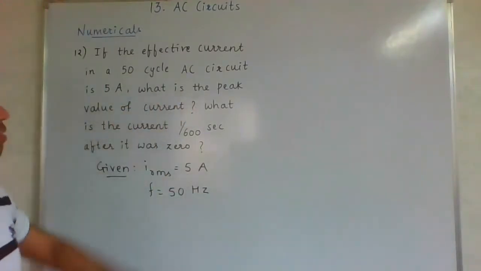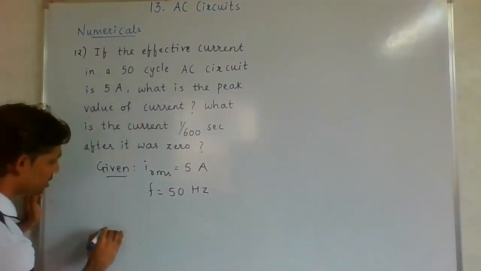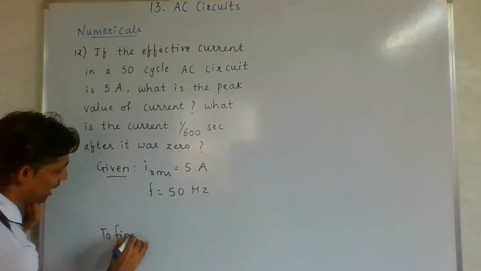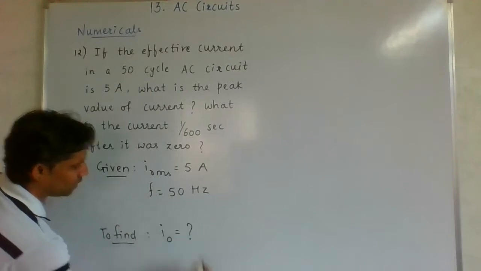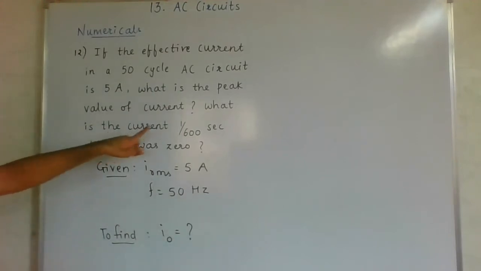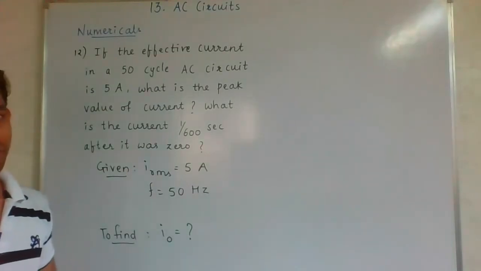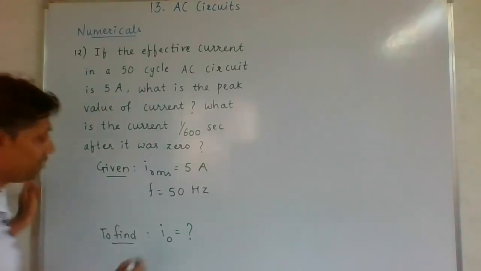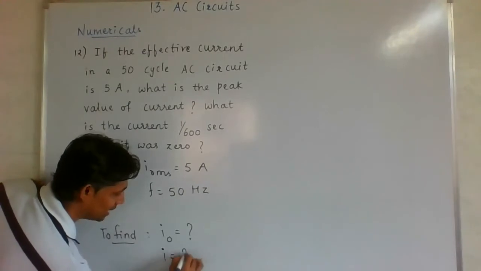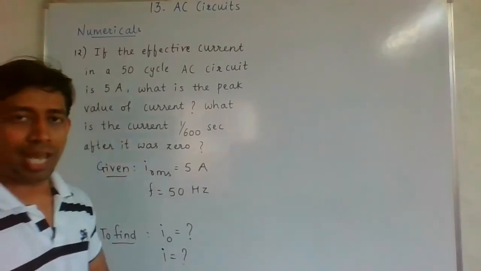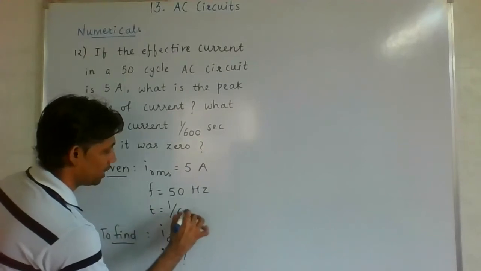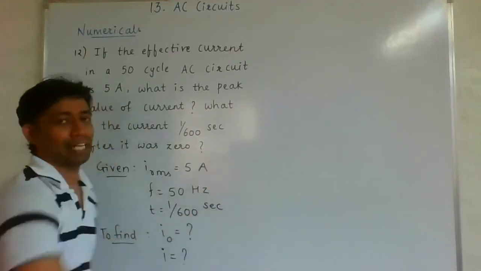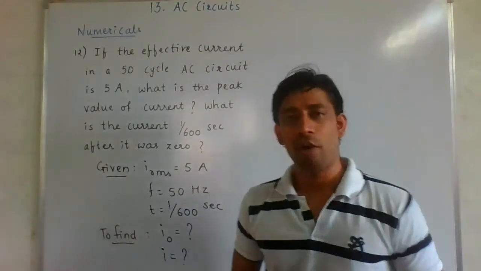What is the peak value of current? So we are supposed to find the maximum current, which we know is denoted by I naught. And then, what is the current 1/600 second after it was 0? So they have asked you again the value of instantaneous current I, and the time they have given is equal to 1/600 second. So which formula will be used?